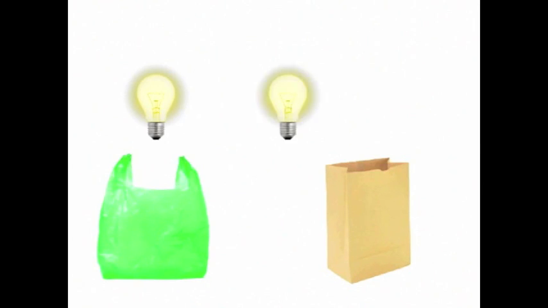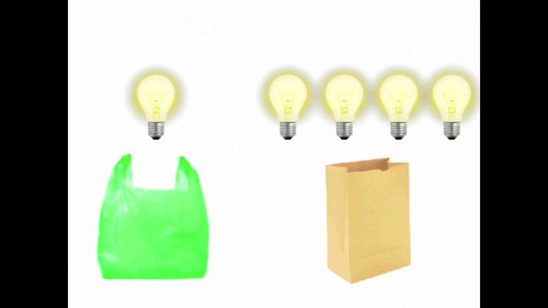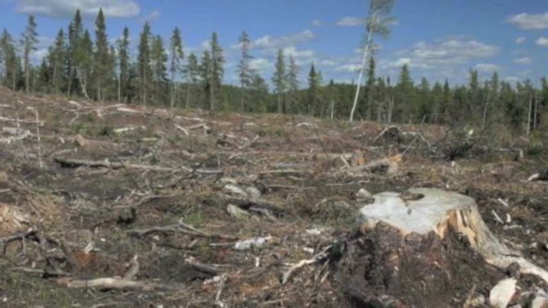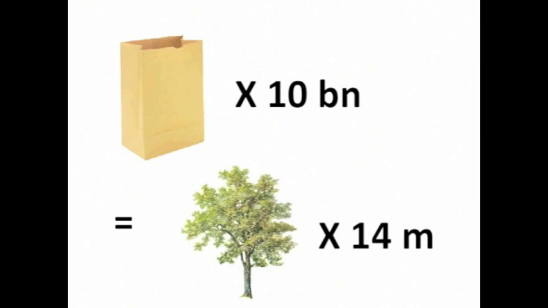Also, according to a 2007 study by Bausted Consulting and Associates, it takes four times as much energy to produce a paper bag as it does a polyethylene bag, and 20 times as much fresh water. Most paper comes from tree pulp. Each year, the USA consumes 10 billion paper grocery bags, requiring 14 million trees.